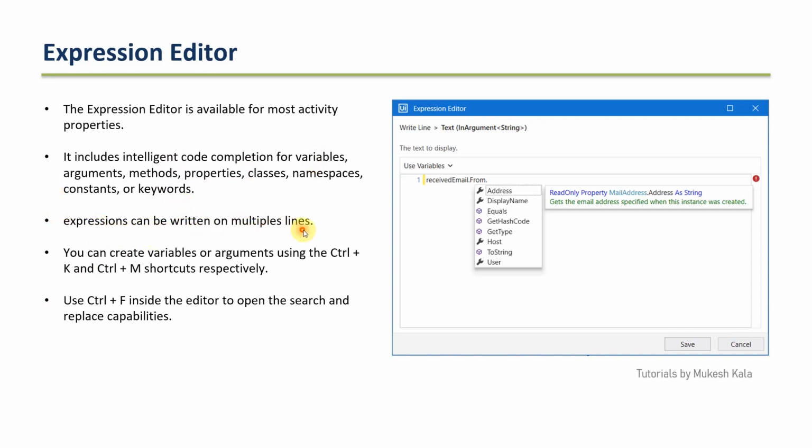Expressions can be written on multiple lines. This we have already seen. We can create variables and arguments using Control plus K and Control plus M directly in the expression editor as well, right? And the best part, we can use Control plus F inside the editor to open the search and replace capabilities. This is what I am going to show you next, which is called the expression editor, and what are the things which are available here, right?